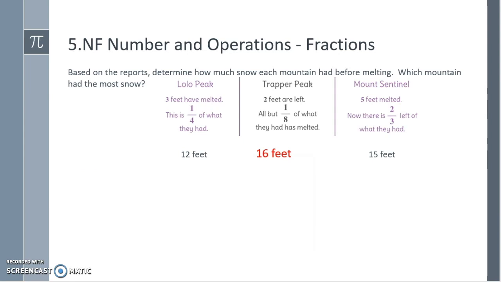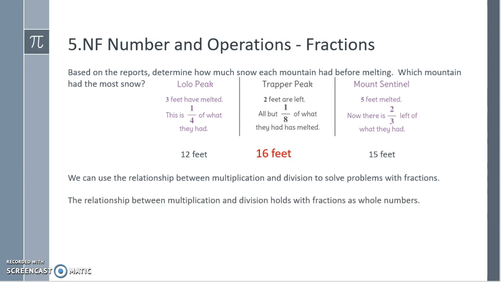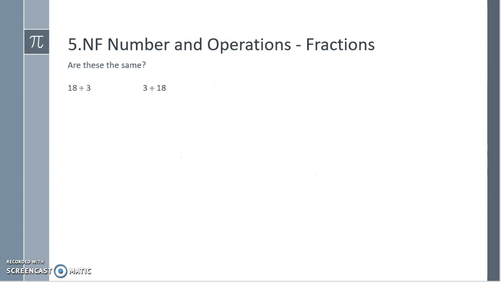So taking a look at where the snow first started, we have 12 feet for Lolo Peak, 16 feet for Trapper Peak, and 15 for Mount Sentinel. Trapper Peak had the most snow. We can use the relationships between multiplication and division to solve problems with fractions. The relationship between multiplication and division holds with fractions as it does with whole numbers.